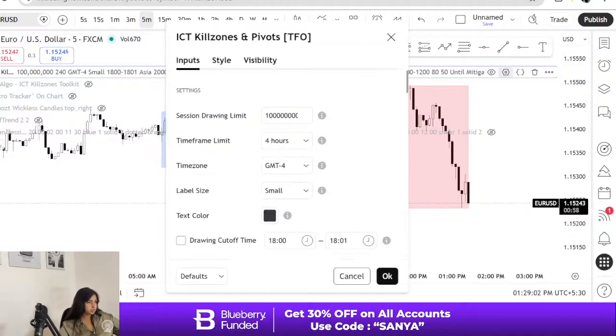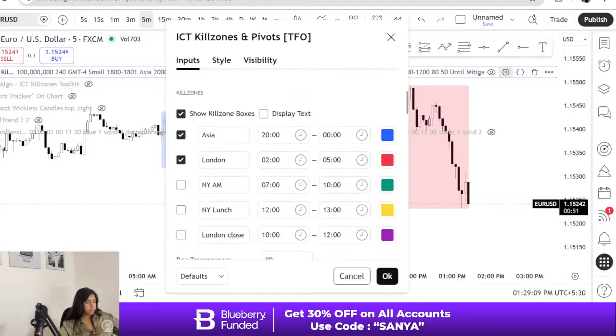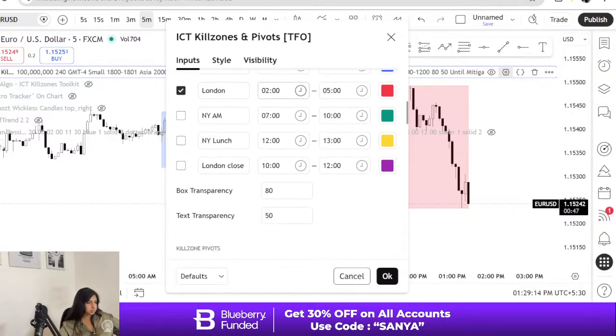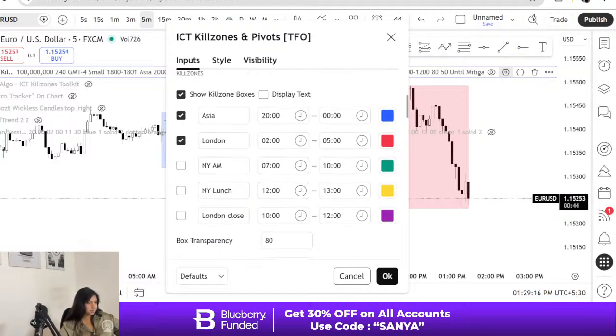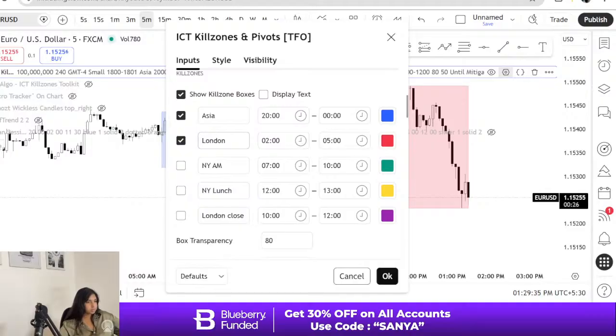Its name is ICT Kill Zones Pivots by TFO. You can set the time zone to GMT minus 4. So the Asian kill zone is this time, London is this, and New York AM, New York lunch, London close. All the kill zones are right over here. Every session has a kill zone. So if I trade Euro USD in the New York session, it might not give us that move, because Euro USD is meant to trade in the London session.